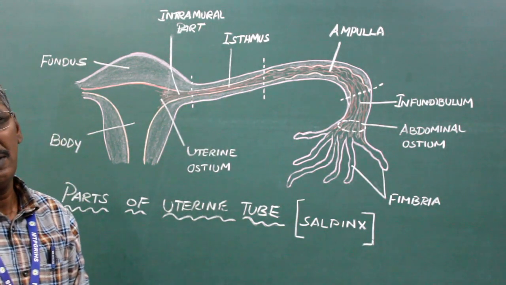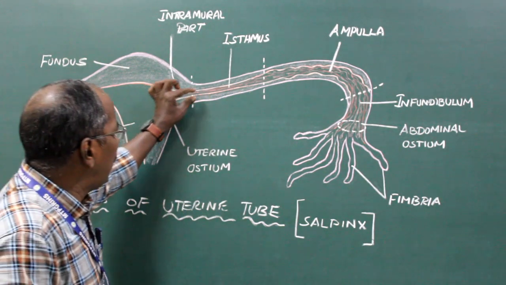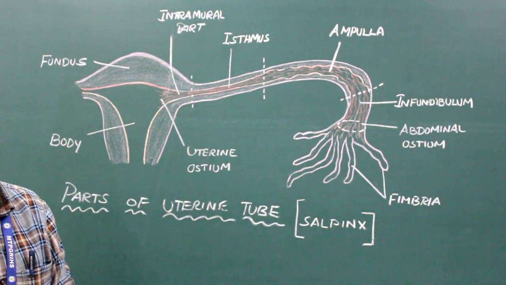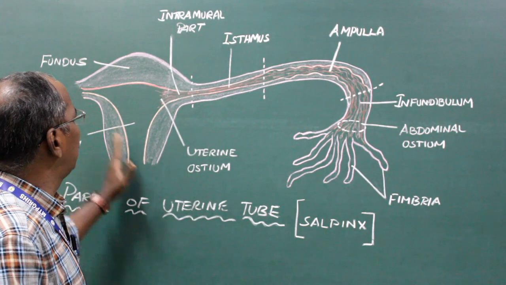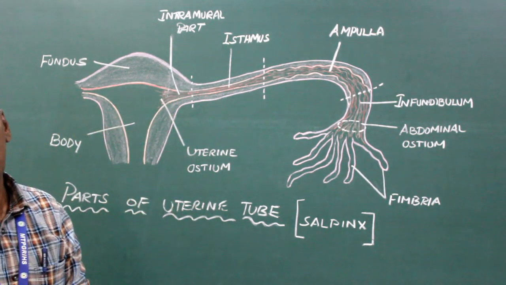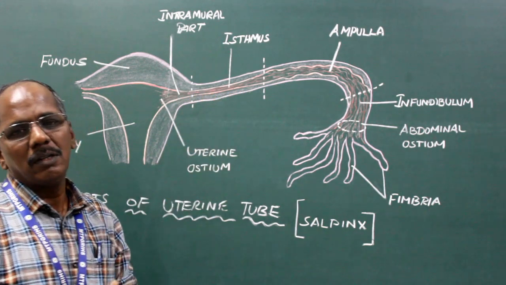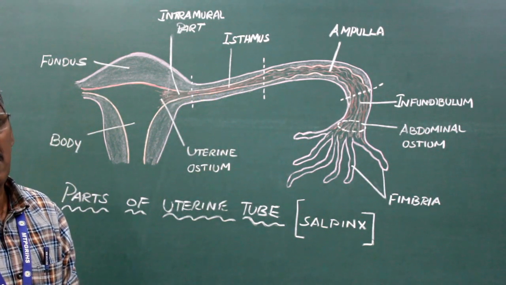Isthmus. It is narrow, rounded, and cord-like and lies lateral to the uterus. It is about 3 centimeter long.